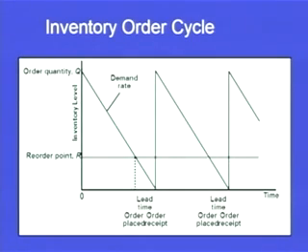Now this is the inventory order cycle on your screen. You can see that this is the order quantity Q that we have ordered. This slope is the demand rate, the rate at which the inventory or the stock of items is being utilized or used. You can see this is constant over a period of time. It is not variable. It is not changing haphazardly.